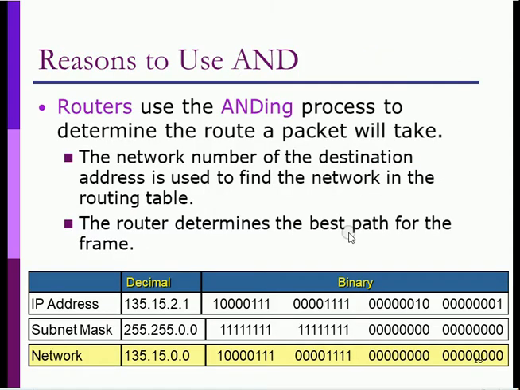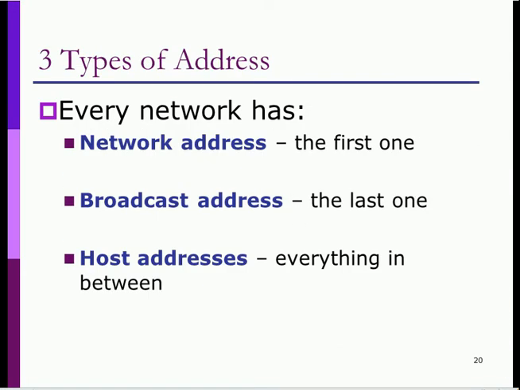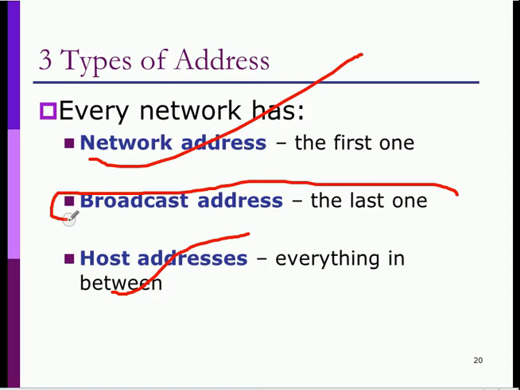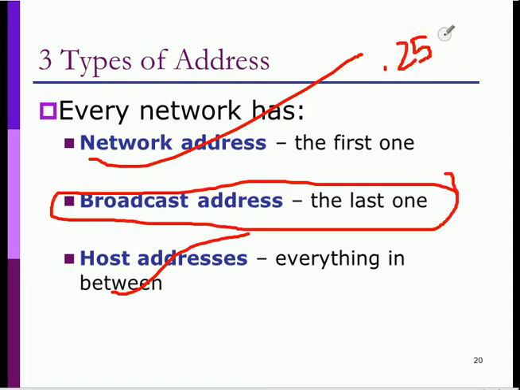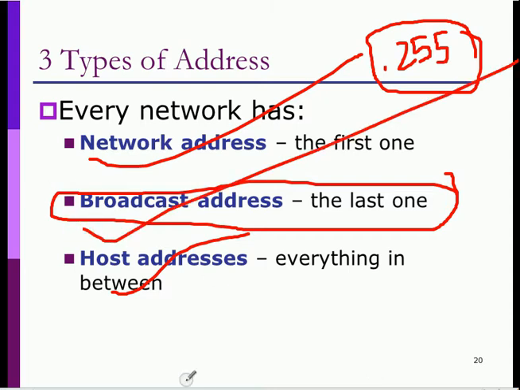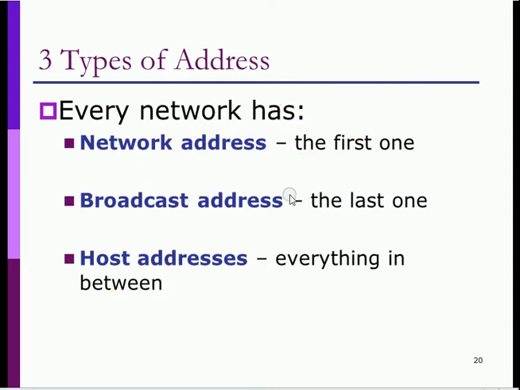Okay, reasons to use AND. Routers use the ANDing process. Okay, this is not important. There are 3 types of address. I told you before, you already know about network address and host address. The last one is the broadcast address. This you don't know. The one with .255 at the end of the host is reserved for broadcasting, because you need one address to send out data or receive data. So broadcast, the name gives you the function of the address.